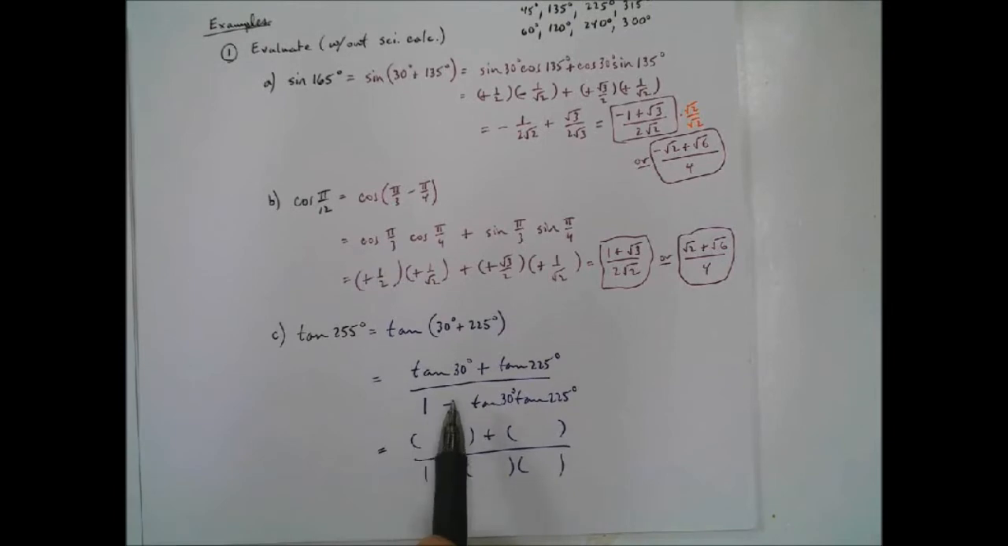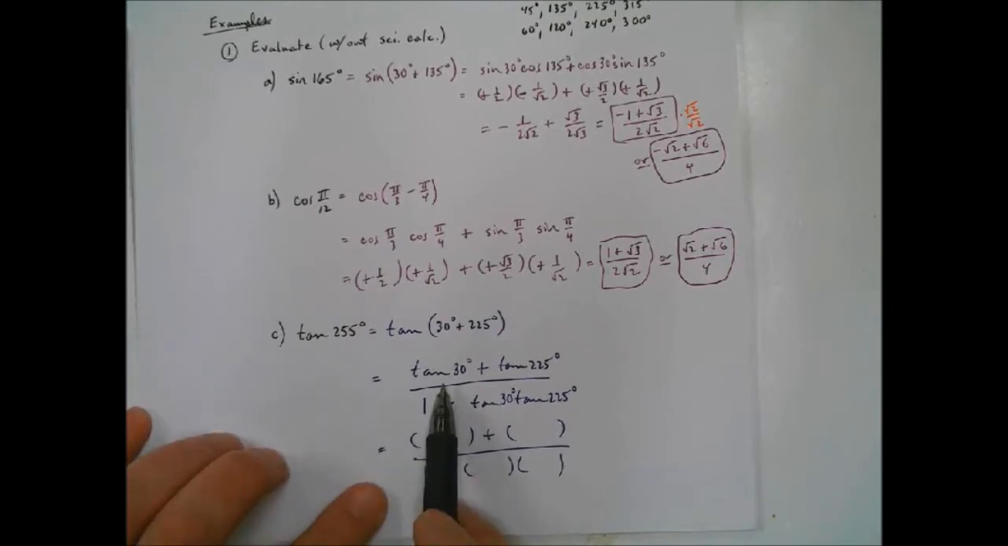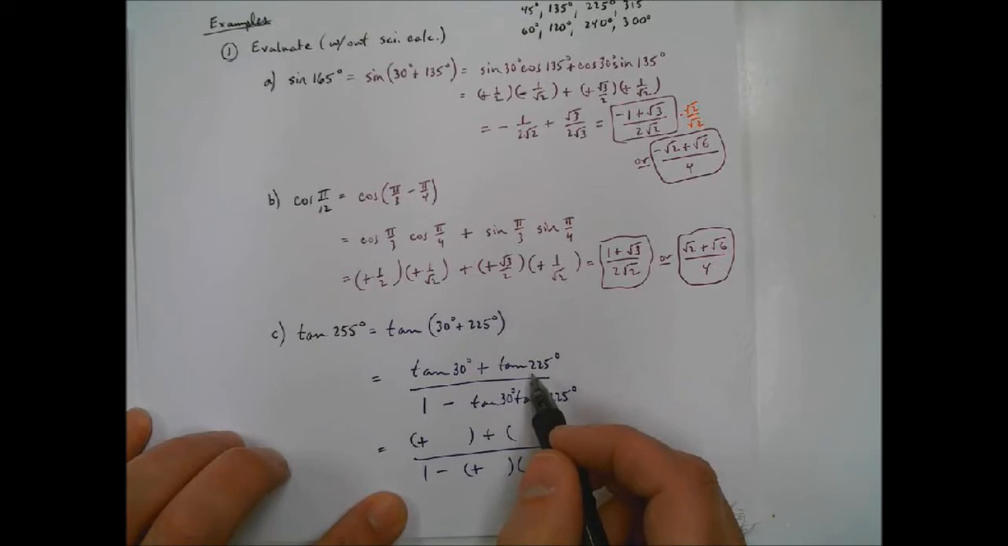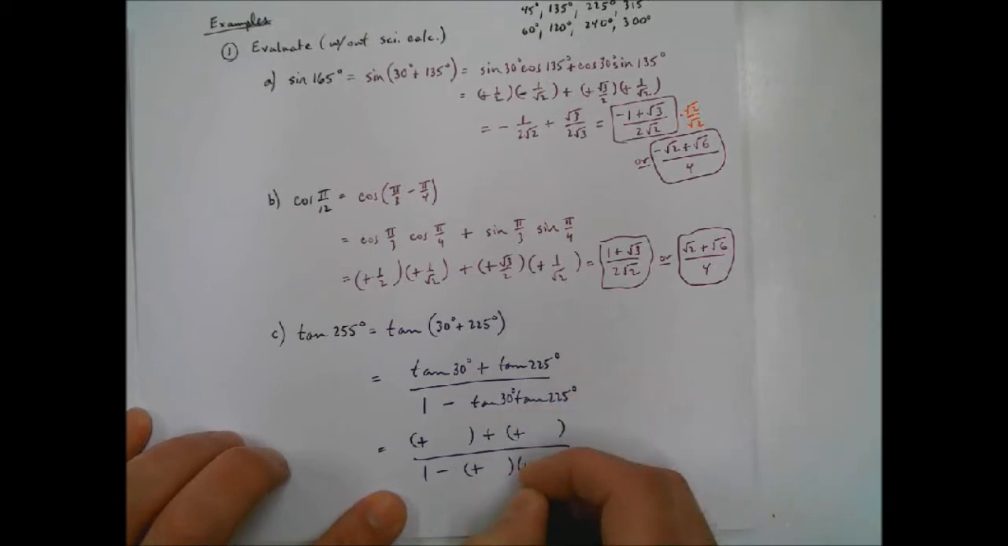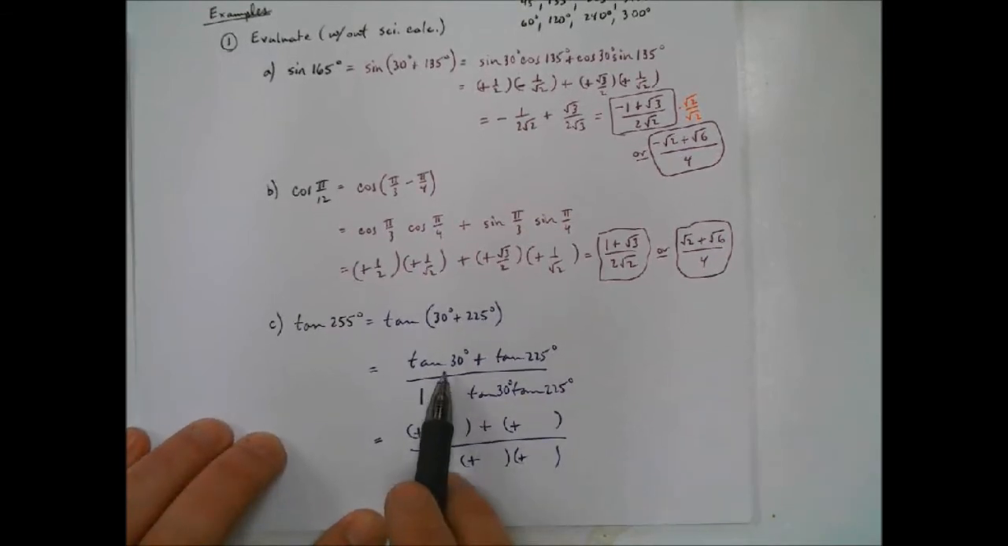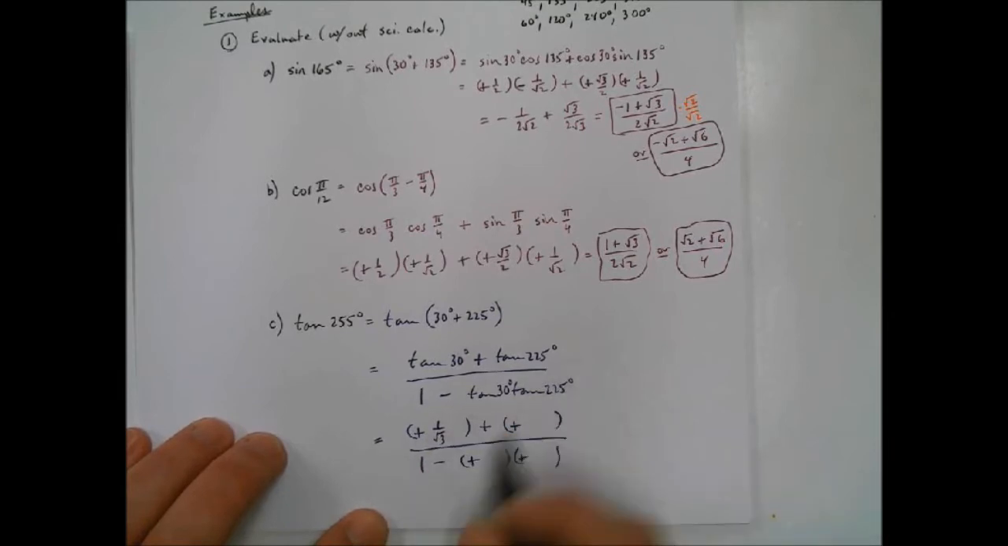And the quadrant 1 angles, we know they're always positive, so tangent 30, we know it's positive. And tangent 225 degrees. Well, 225 degrees is quadrant 3. What do we know about tangent in quadrant 3? It's positive in quadrant 3. Okay, tangent 30 degrees, 1 over √3. And let's stay on the 30 degrees. So tangent 30 degrees, 1 over √3.